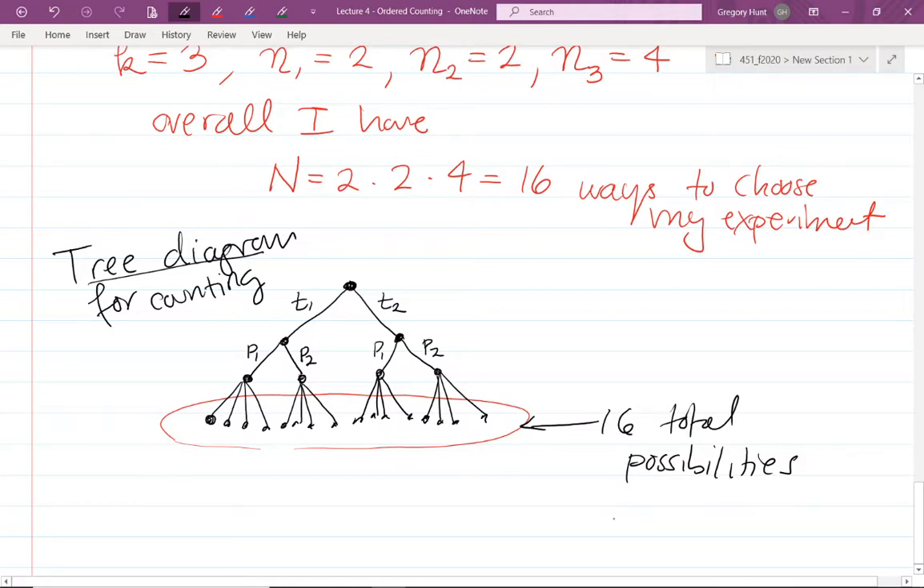So if you get to a really hard problem that you want to think through, it's almost always useful to draw out a tree like this, where each level of the tree is a different task. So task one, task two, task three. And this works for simple problems, but it will work for any counting problem, no matter how complicated.